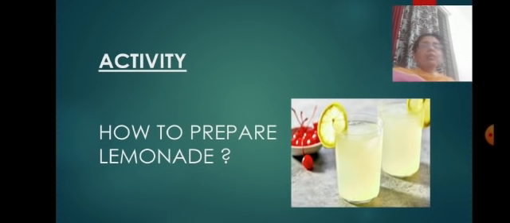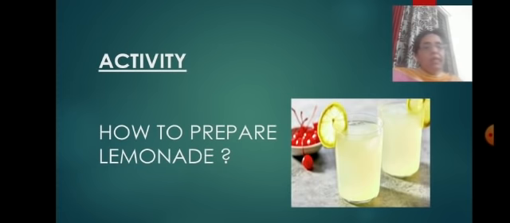How can we prepare lemonade? In a glass of water, you have to add 2 spoons of sugar, a pinch of salt, and 1 spoon of lemon juice. Then shake it well and your lemonade is ready to serve. You can serve it chilled or as you want. So it is your fun activity. You have to perform it.